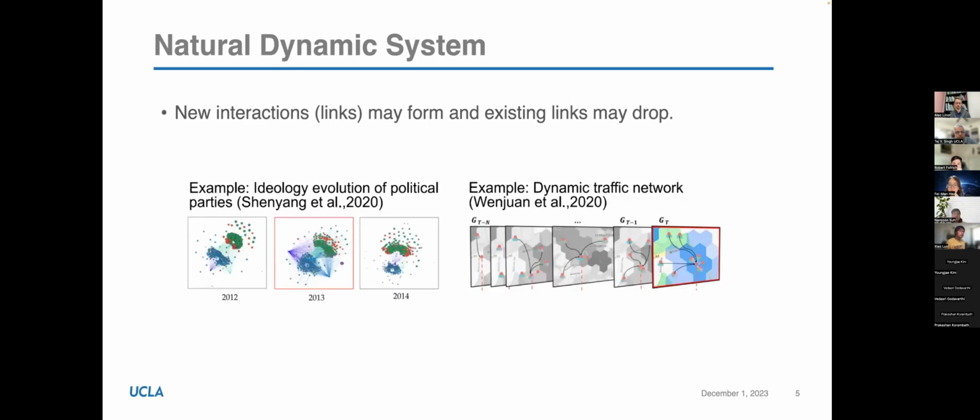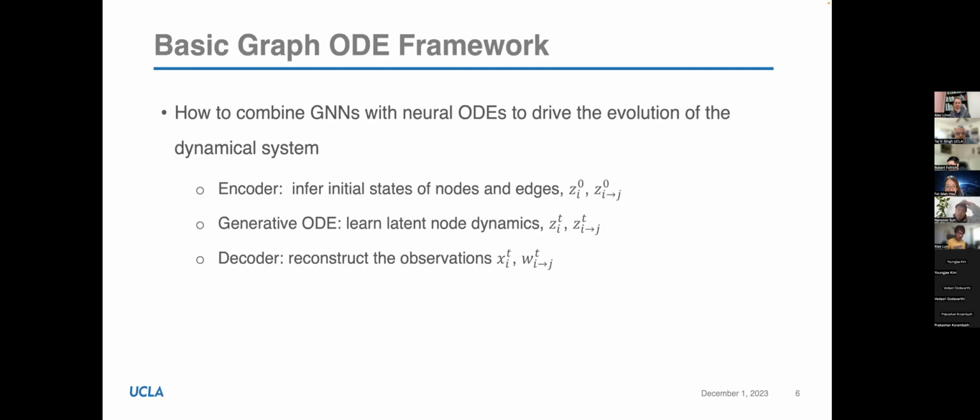Another thing is that in a dynamic system, we will have some new interactions, like some interactions may form and some interactions may drop. They will disappear. How can we model this complex dynamic system? Our basic framework is to combine our graph neural network with neural ODE, and it can drive the evolution of the dynamic system.